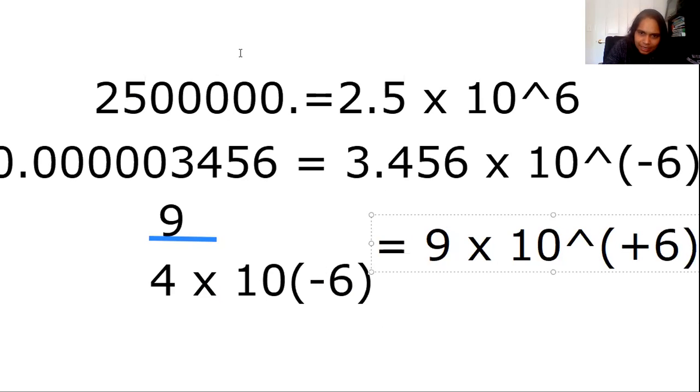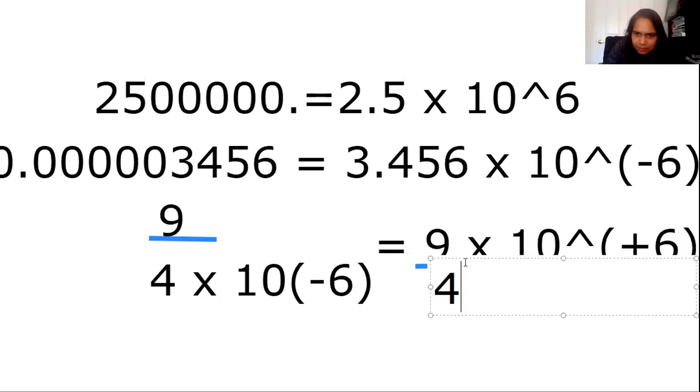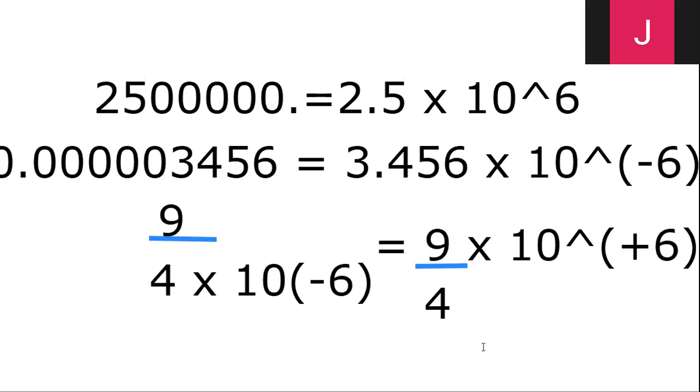So this is 9 times 10 to the power plus 6 because I take this minus 6 to the numerator. Now I still have 4 here, at the denominator. Now you can simply do that. But if you have a calculator, you can solve the number and then make it into scientific notation. So it's easy.